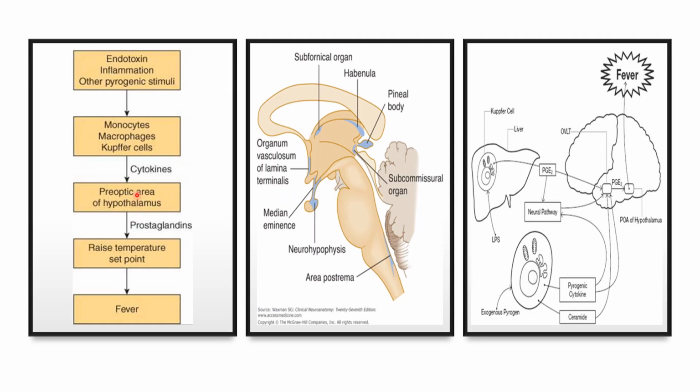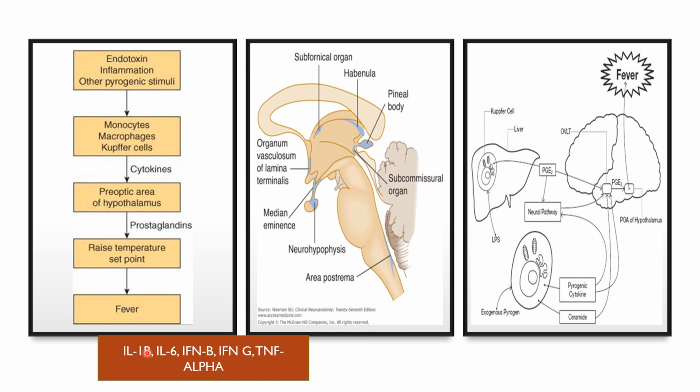The toxins from the bacteria, such as the endotoxins, act on the monocytes, macrophages, and Kupffer cells to produce some cytokines. Especially cytokines like interleukin 1 beta, interleukin 6, interferon beta, interferon gamma, and tumor necrosis factor alpha, or TNF alpha. These cytokines will be released as a result of endotoxin produced by the pyrogens.